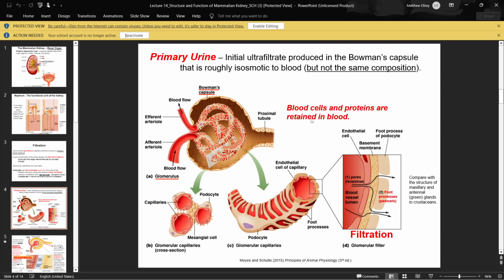Blood cells and proteins are retained in the blood. So right here, you have your blood proteins and your red blood cells. They're going to stay in here. They cannot press through these filtration barriers. They're too small. Very important.